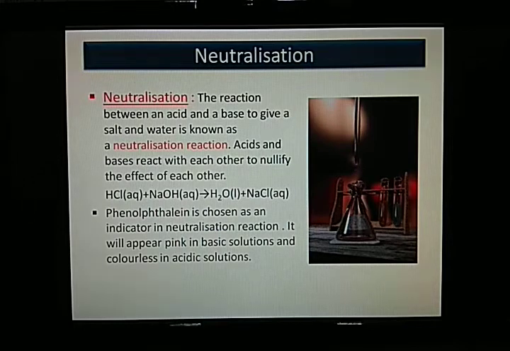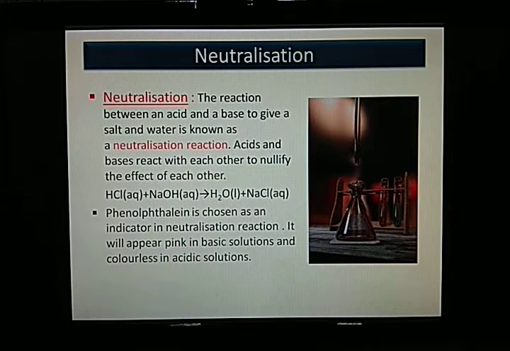So there is a change in color. There is phenolphthalein in it, so the indicator will show us at what point the solution has turned basic. Now in this solution, if we again add a few drops of hydrochloric acid, it will turn colorless again. So you can see how phenolphthalein is very useful in detecting whether the solution has turned acidic or basic in nature.